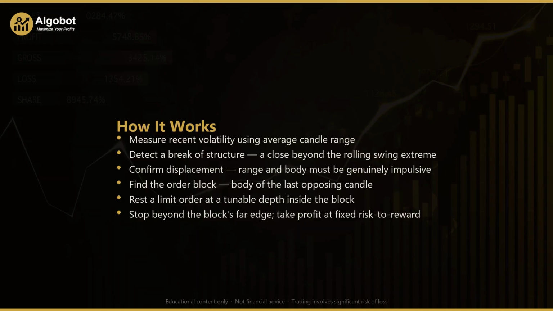Fifth, the strategy places a resting limit order inside that block at a tunable depth. A depth of 0 sits at the near edge, a depth of 1/2 sits at the midpoint or consequent encroachment, and a depth of 1 sits at the far edge. This lets you trade off fill rate against price. Finally, risk is defined by structure. The stop loss sits just beyond the block's far edge with a small buffer, and the take profit is set using your fixed reward to risk multiple.